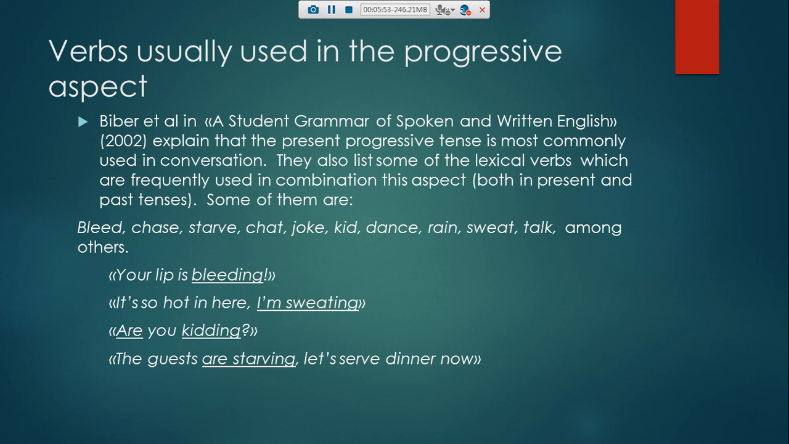For example, if someone has hurt him or herself, you might say, your lip is bleeding, and you would not say your lip bleeds. Or, it's so hot in here, I'm sweating. You would not say, it's so hot in here, I sweat. Or expressions like, are you kidding? Or the guests are starving, let's serve dinner now.